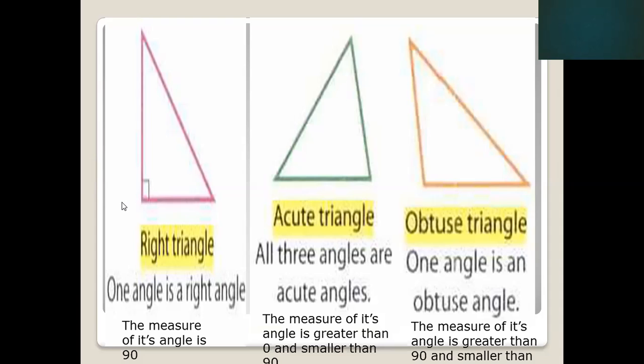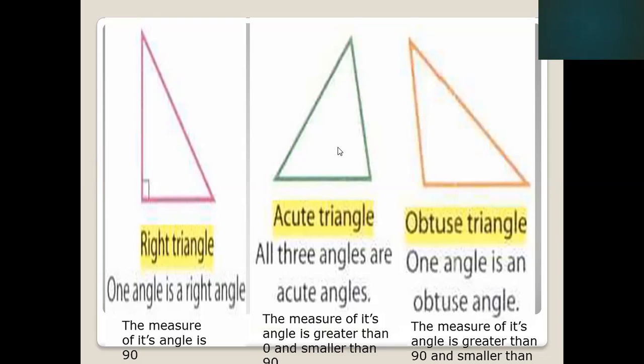So if I have one right angle in a triangle, the triangle is called a right triangle when I talk about its angles. So you have to look at the angles, not the sides. After that, the acute triangle. What do you know about an acute angle? An acute angle is an angle whose measure is greater than 0 degrees and smaller than 90 degrees. So any angle between 0 and 90 is called an acute angle.